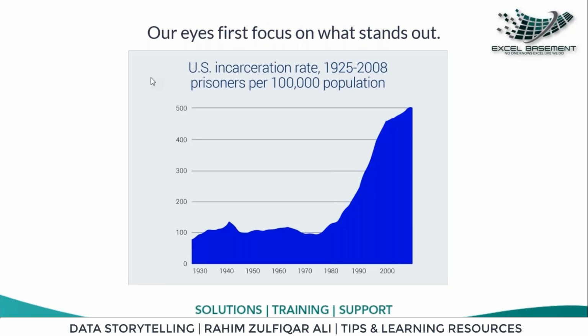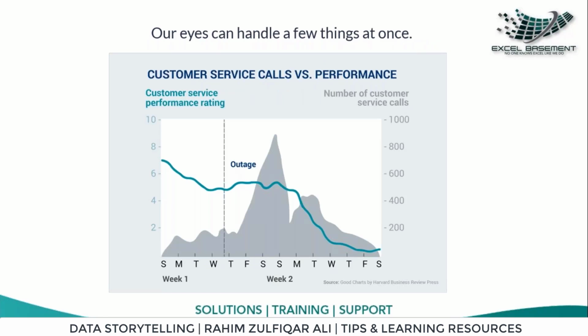The next is in this kind of a chart where we can see the US incarceration rate from 1925 to 2008. So we can see the large volume first, right? So our eyes first focus on what stands out. Something which stands out, we focus on that particular object first. Okay.